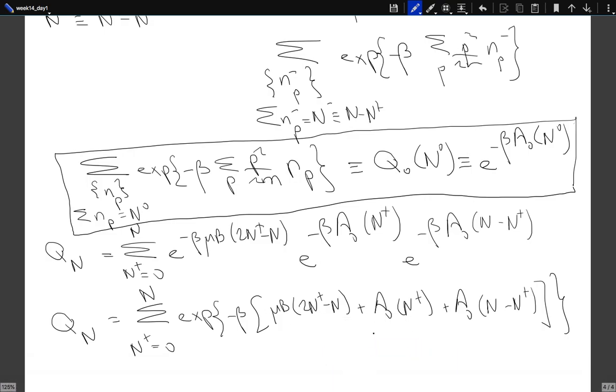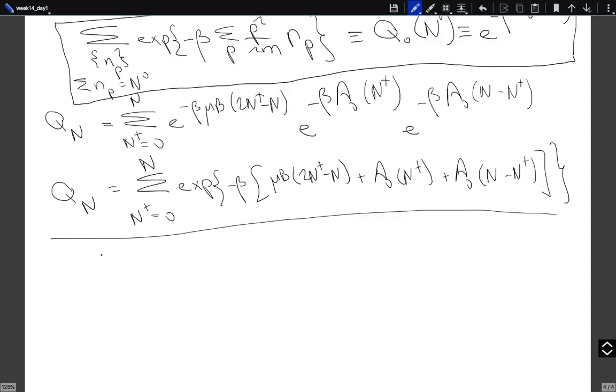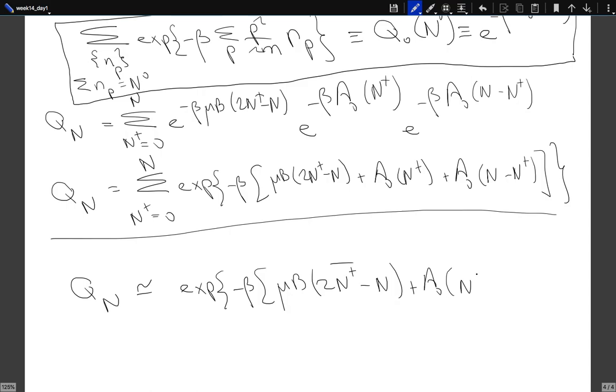Now, back to here. This is my Q_N. We have seen many cases where we had sums of an enormous number of terms. N is an enormous number, 10 to the power 20, 10 to the power 30. And among these enormous number of terms, almost all the terms were 0. There was only one term which was enormously larger than the other ones. So in this sum, I can replace the sum by the largest term in that sum. So Q_N will be approximately equal to the exponential of minus beta mu B times 2N plus bar minus N, plus A0 of N plus bar, plus A0 of N minus N plus bar.